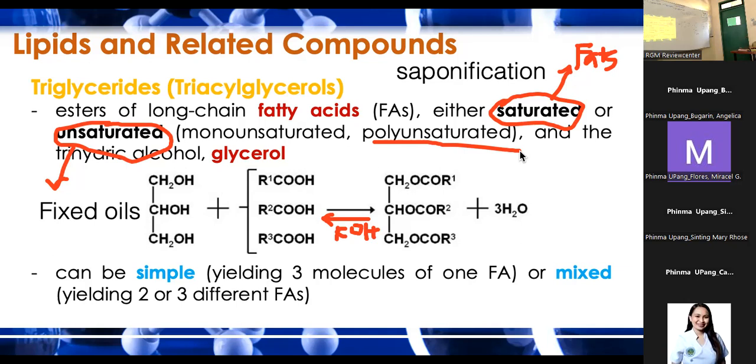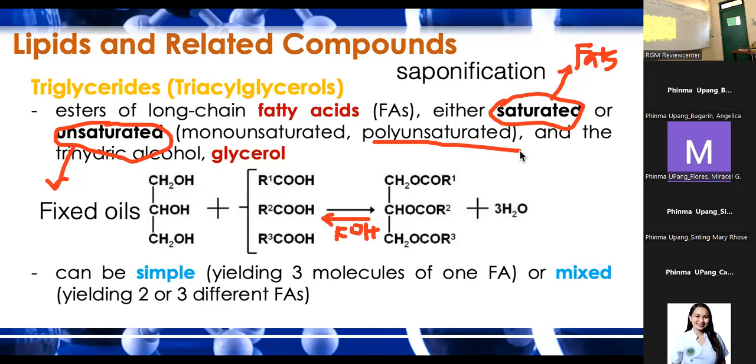Pag may money to spare, extra virgin olive oil in my salad. So why is my salad green? It's because of extra virgin olive oil. Okay, so they are liquid at room temperature, and they mostly come from plants. So yun yung mga fixed oils.